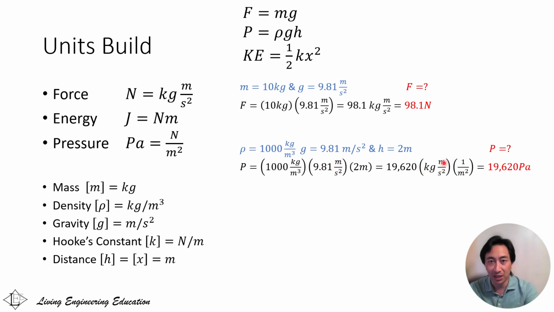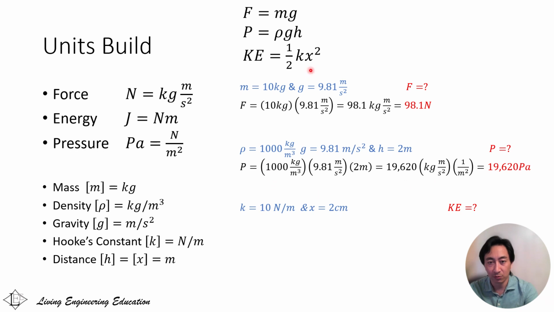I like to isolate that because I know that's going to give me a Newton. And then I have a meter per meter cubed. So one of the meter terms cancels out. I get 1 over meter squared, which is my area term. So that kilogram meter per second squared divided by meter squared is my pascal. So I get 19,620 pascals.